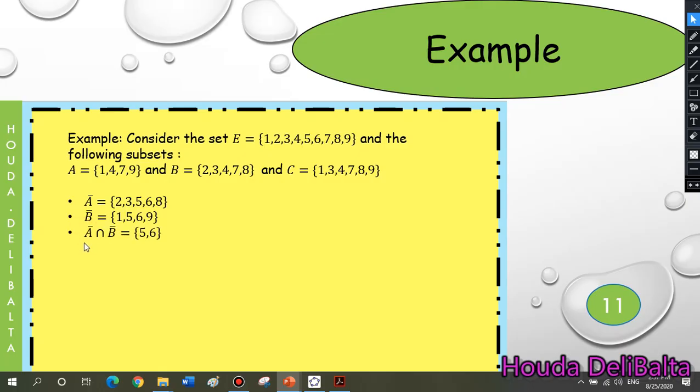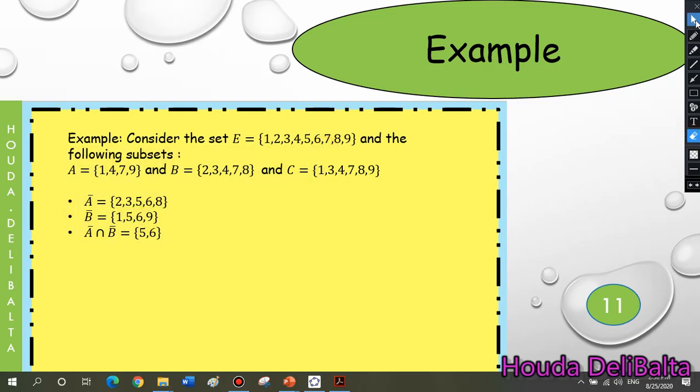Similarly, if I have to find A bar intersection B bar, all I have to do is look at this set and this set and search for the common elements in them. 5 here and here, 6 here and here. A bar intersection B bar means I have to find the intersection between A bar and B bar.